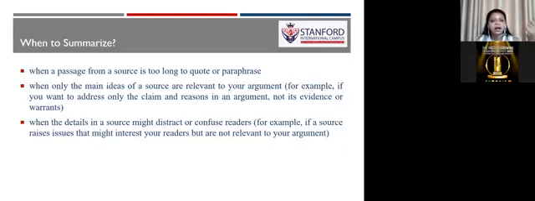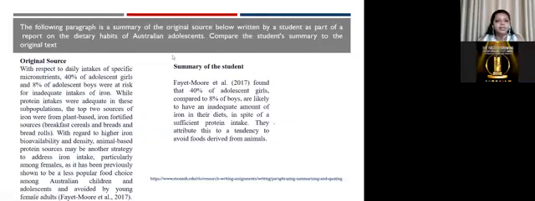So again, you only have to take the main thing out, which directly supports your argument. Then again, you can use summarizing. So these are the basic instances for you to summarize. I hope you understood when to summarize. Now let's see how to do that.